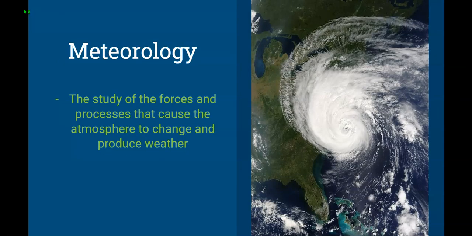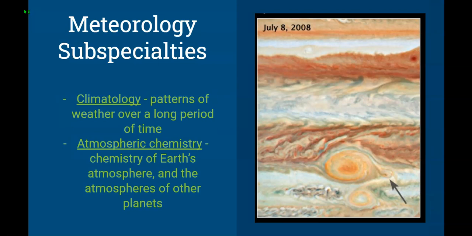The third major category that we'll be looking at in this course is meteorology. Meteorology is the study of the forces and processes that cause the atmosphere to change and produce weather. Meteorologists also try to forecast the weather and learn how changes in weather over time might affect Earth's climate. Some subspecialties within meteorology include climatology, which looks at patterns of weather over a long period of time, and atmospheric chemistry. They look at the chemistry of Earth's atmosphere and the atmospheres of other planets.